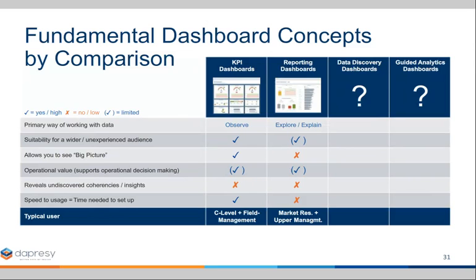And looking at the typical user type, we see the KPI dashboard is for C-level or field management, or people like store managers that love to have this very short and focused view on their performance, whereas the reporting dashboard is more for market researchers, because it's a lot of details, or upper management like product managers that really want to get a deep and comprehensive understanding of their brand and invest in reading a report or reading a book and making their own conclusions.